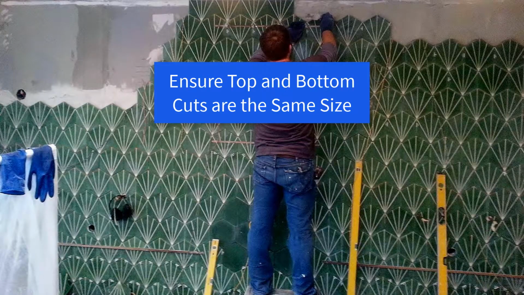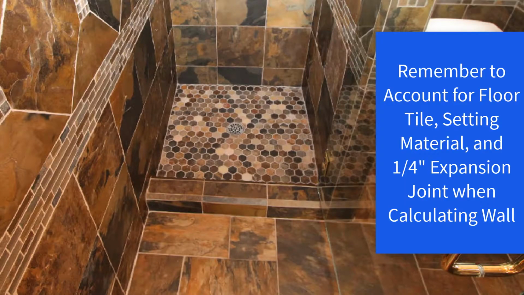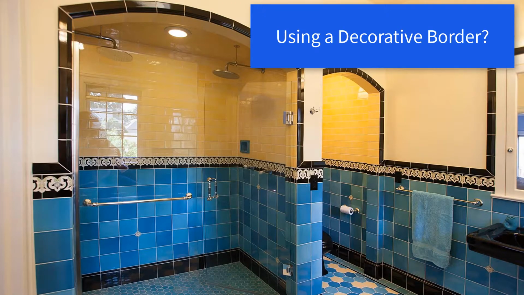The wall must also be centered and balanced vertically to ensure that the top and bottom cuts are the same size. Measure the wall, subtracting for the thickness of the floor tile, setting material, and 1/4-inch expansion joint at the bottom of the wall. If a decorative border is included in the layout, its size must be considered in the layout to ensure the bottom and top cuts are equal size.